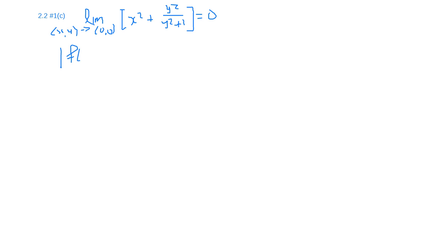The first thing that you should do is that if you call that f(x,y), you must show that the absolute value of f(x,y) minus 0 is less than or equal to the distance between (x,y) and (0,0) squared. Okay, so that's the first thing that you must try and show.